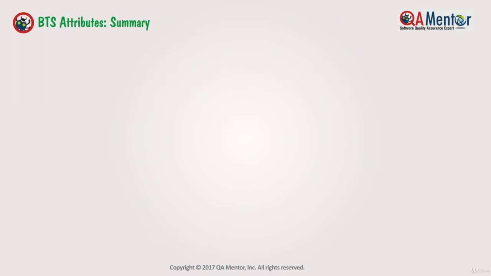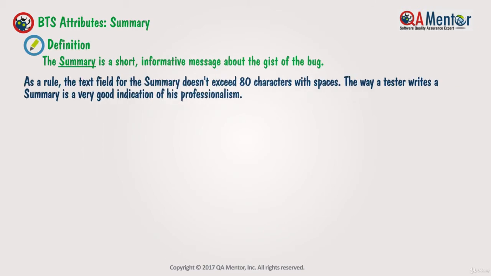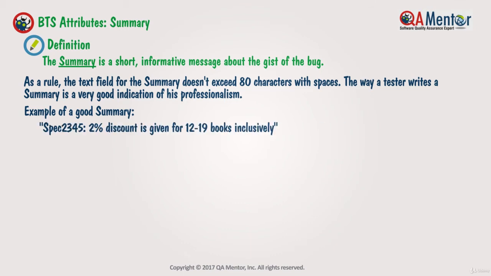BTS Attributes, Summary. The summary is a short, informative message about the gist of the bug. As a rule, the text field for the summary doesn't exceed 80 characters with spaces. The way a tester writes a summary is a very good indication of his professionalism. Example of a good summary: Spec 2345, 2% discount is given for 12 to 19 books inclusively.